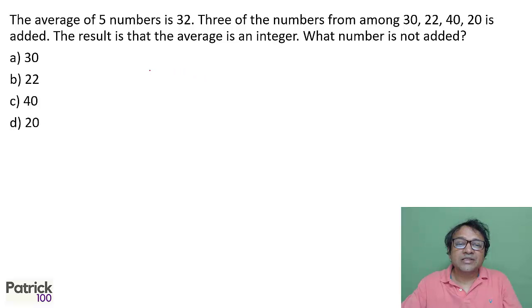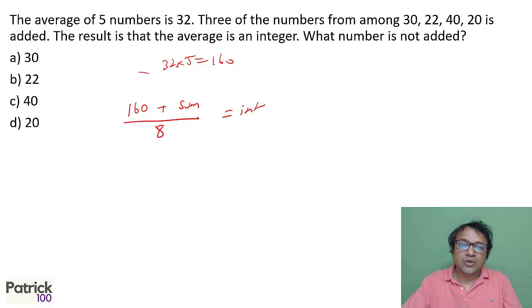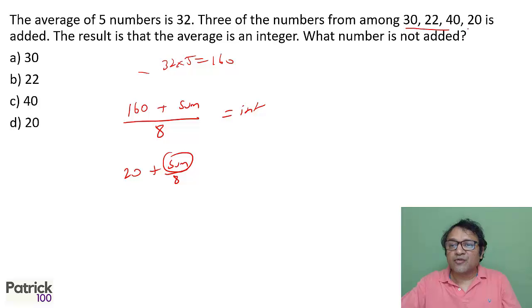The average of 5 numbers is 32. So the total will be 32 into 5, 160. 3 numbers are added, and the average is an integer. So 160 plus the sum of the 3, divided by 8 numbers, should be an integer. Now 160 upon 8 is an integer, 20, plus sum upon 8. That means the sum of the 3 numbers should also be a multiple of 8. What is the sum of the 4 numbers? If I add the 4 numbers, 30 plus 20 plus 40 plus 20 is 112.